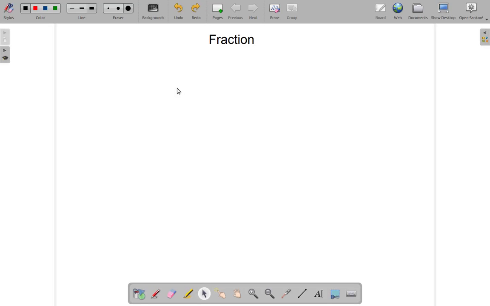Let's continue looking at addition of fractions. So let's suppose you have 2/3 plus 5/6. You have two different things. You can't just add the 2 and 5 and say 7. 7 what?